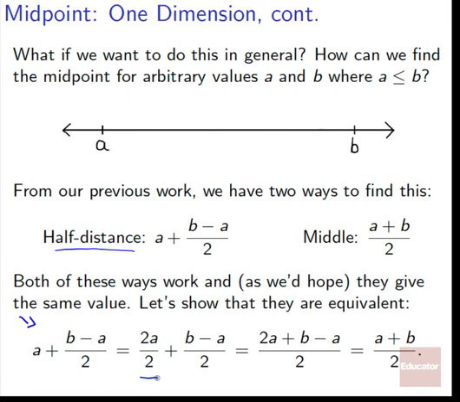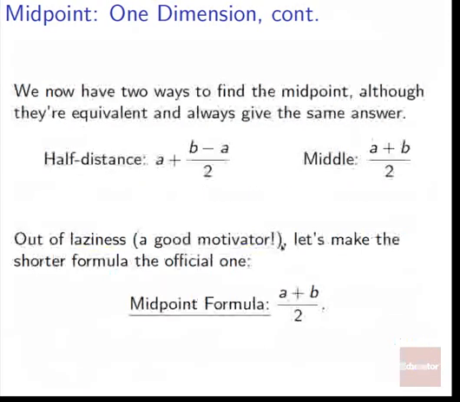So we make it 2A over 2. We can now combine fractions. We get (2A plus B minus A) over 2. At this point, 2A minus A, we get A plus B over 2. So sure enough, our half distance is equal to our middle. They're just two different ways of saying the same thing.